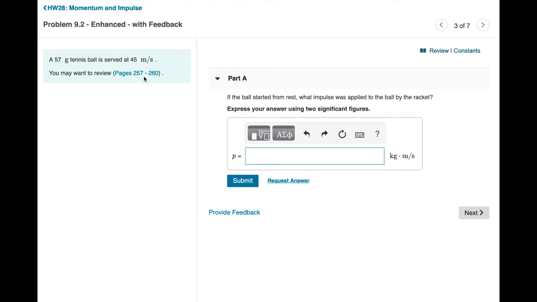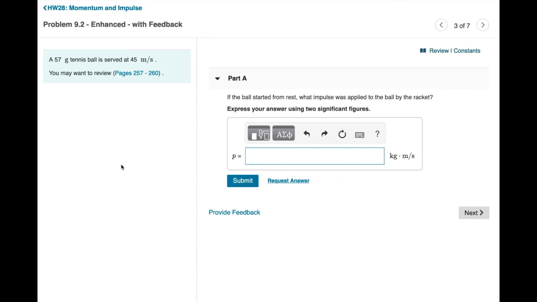This tennis ball is served at 45 meters per second. Starting from rest, what impulse was applied to the ball by the racket? Well, the impulse is the change in momentum. So all I have to do, realizing that the tennis ball had zero initial momentum, is note that its change in momentum is equal to its final momentum, which is its mass times its velocity.